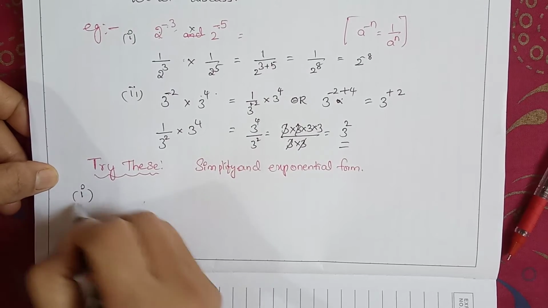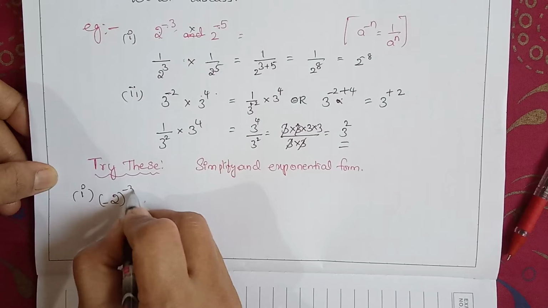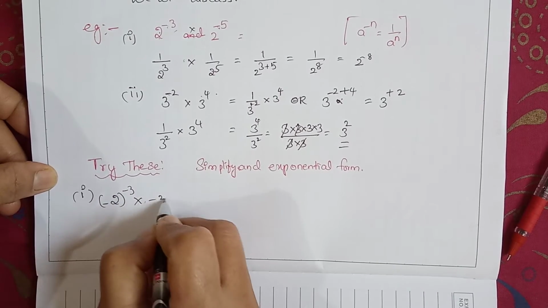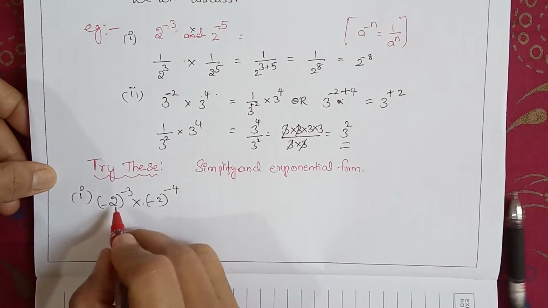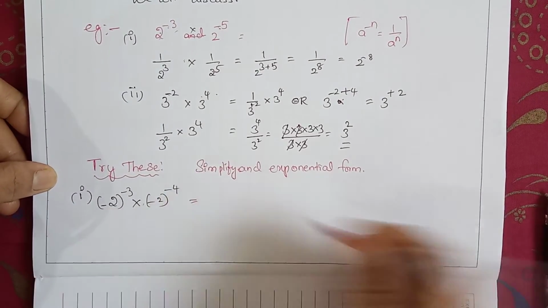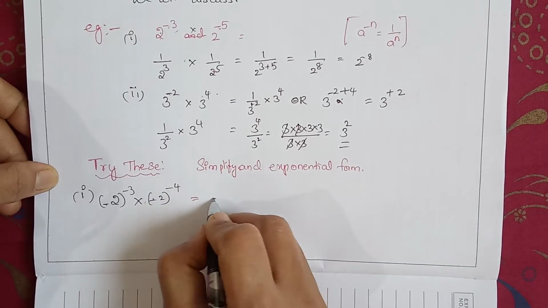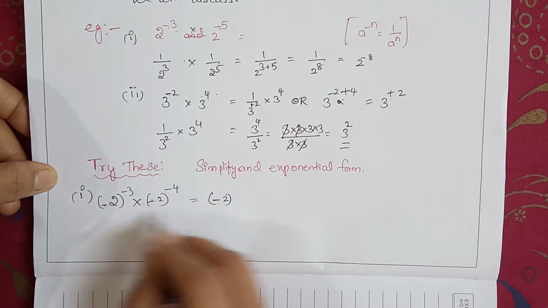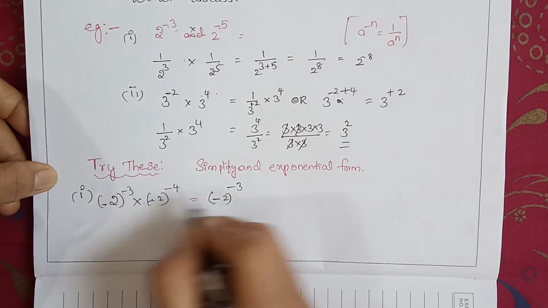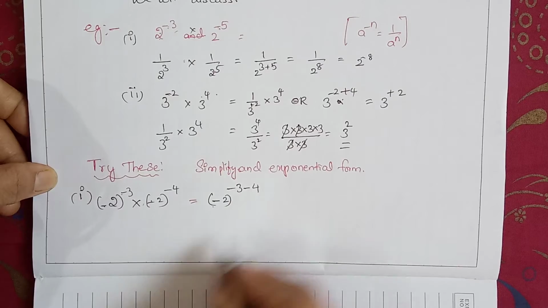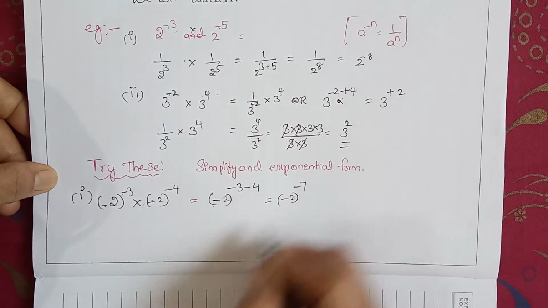First one: minus 2 to the power of minus 3 into minus 2 to the power of minus 4. Here also the bases are equal. You can do minus into minus first, or else write the base minus 2 and add the powers directly: minus 3 minus 4 only. How much will you get? Minus 2 to the power of minus 7.